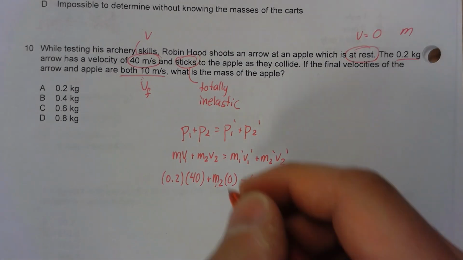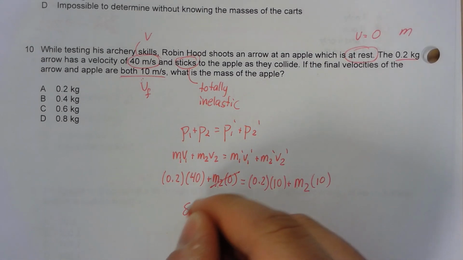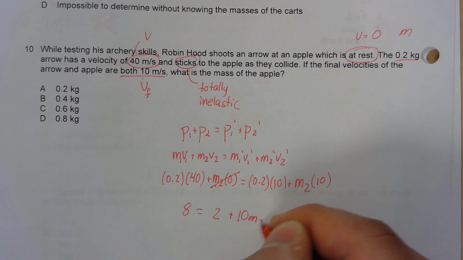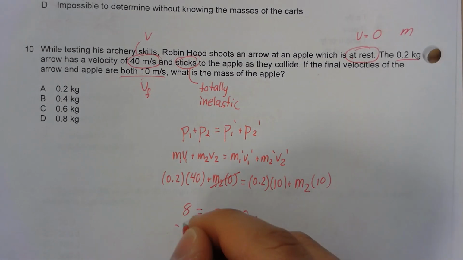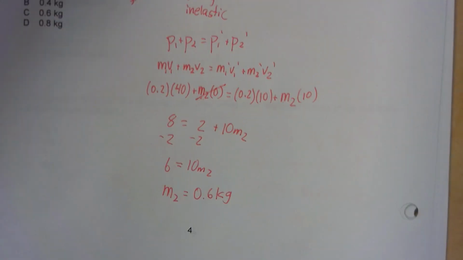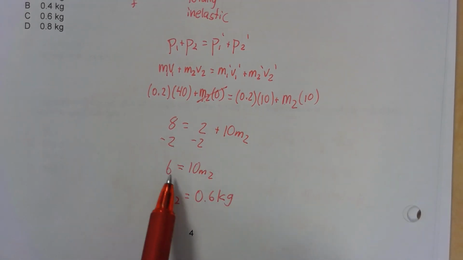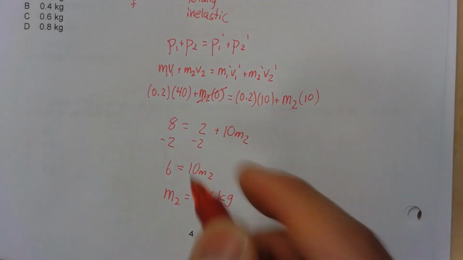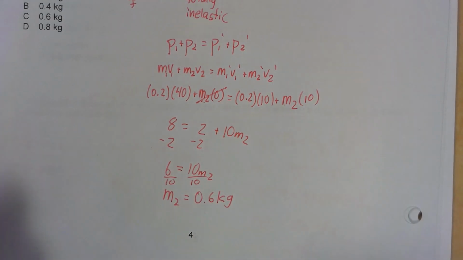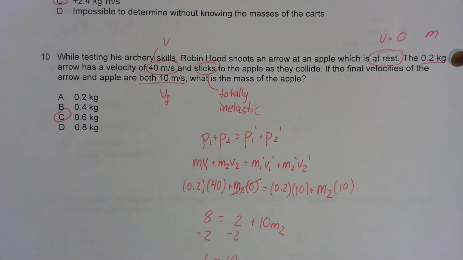Well, anytime we multiply something by 0, it's gone. So we have 8 equals 2 plus 10 times M2. Subtract 2 from both sides. Oops, sorry, I went off the paper. Subtracted 2, 6, divide 10 on both sides. The mass of the apple is 0.6 kilograms. So there we go. There's our answer.